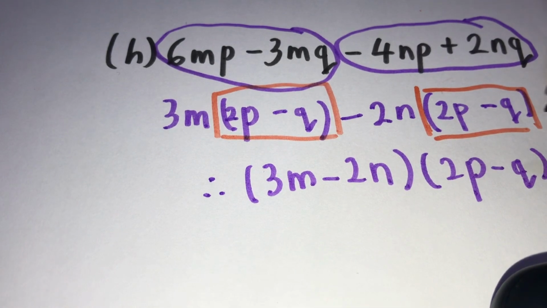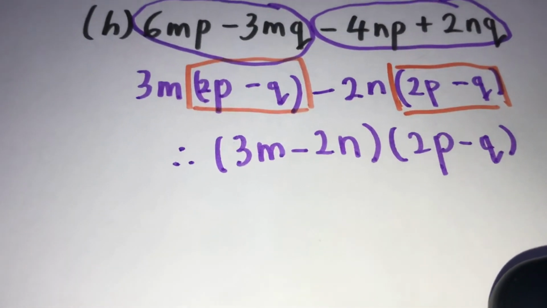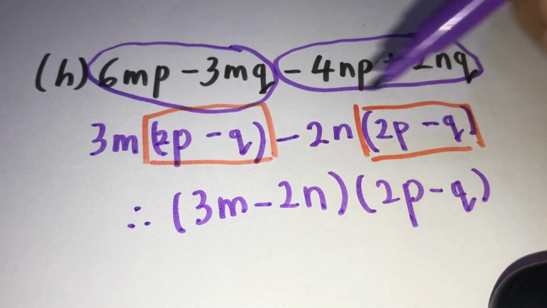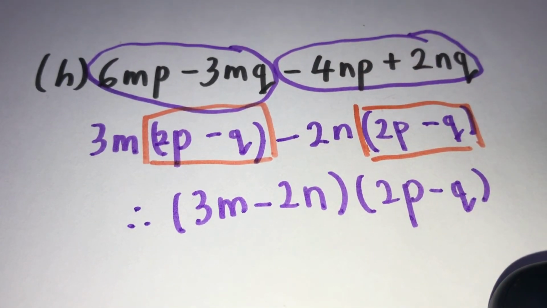Okay, finish. If you want to double check your answer, you can try to expand this. You will get this, because factorization is the reverse process of expansion. So that's all. You already learned 4 methods, right? Now you need to practice.